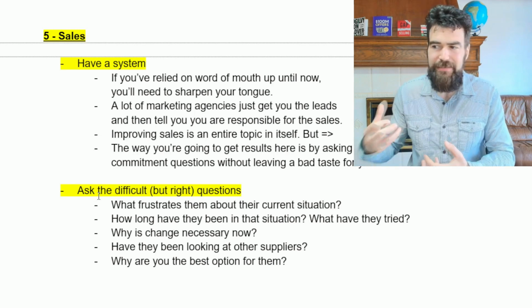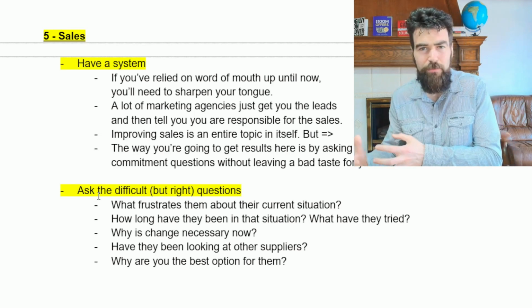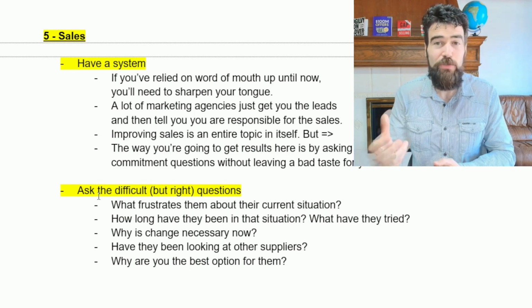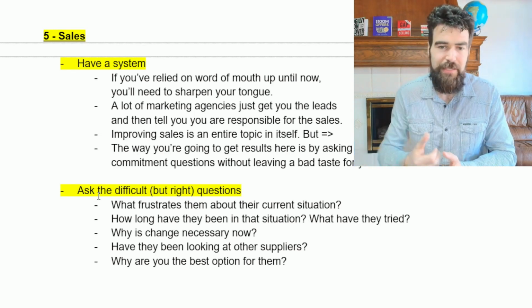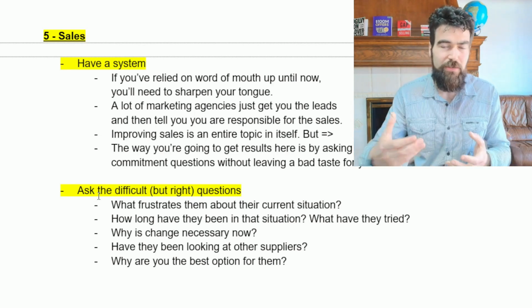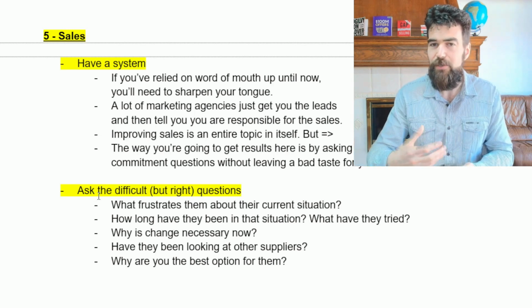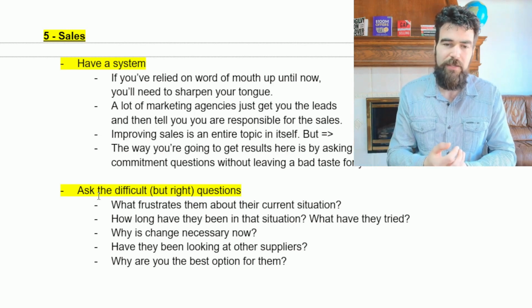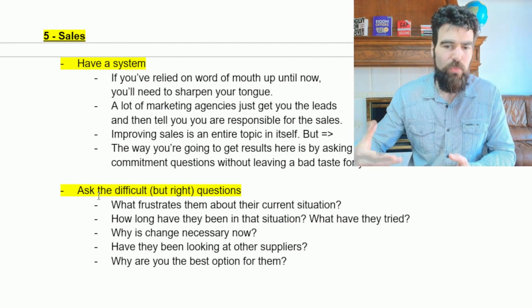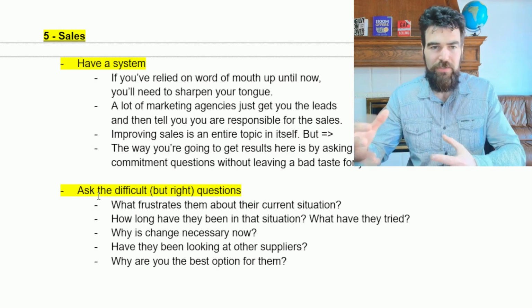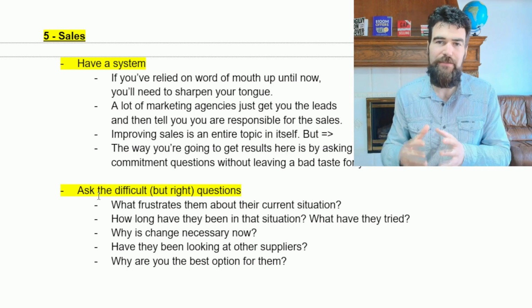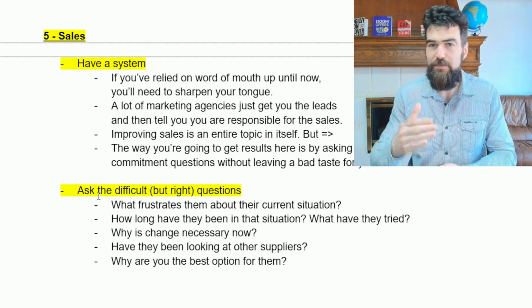Why do they feel like they need to change right now? Because they could just extend it forever and never make a decision. You need to talk about that. Otherwise, you're not going to make good sales. Have they been looking at other suppliers, other people that are offering the thing that you are offering? You need to talk about it with them. And why, among all those suppliers, would they choose to go with you? You also need to play that in and see why you are the best fit for them. And you need to talk about it with them.